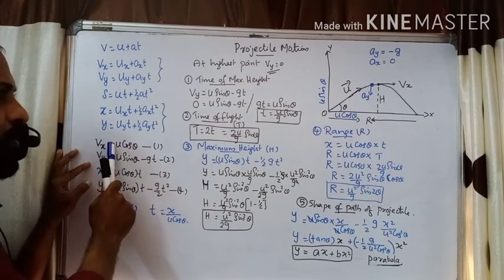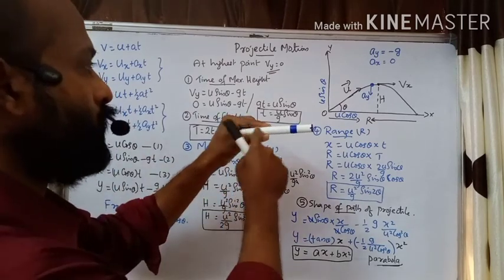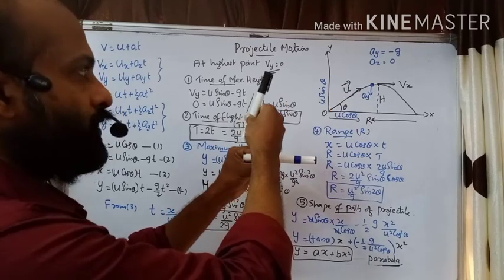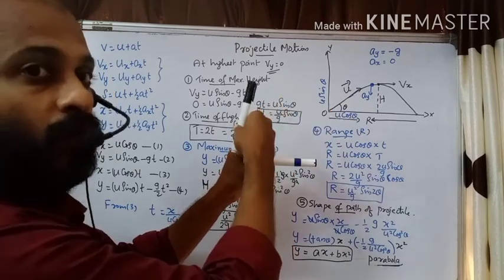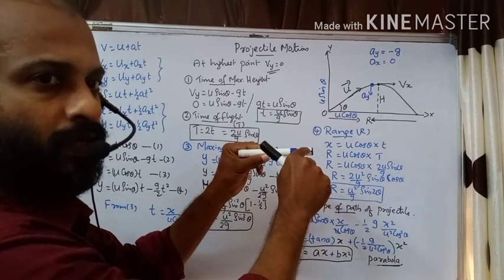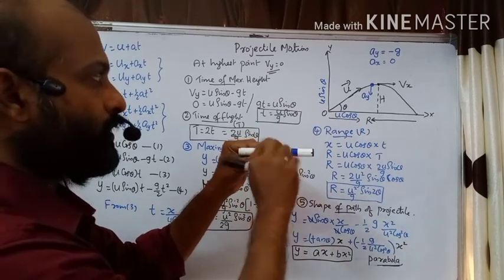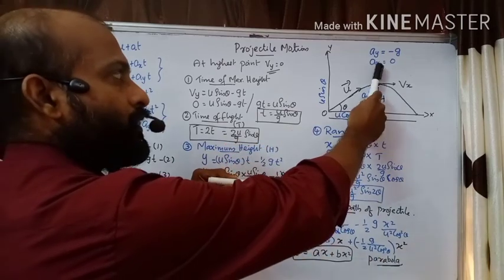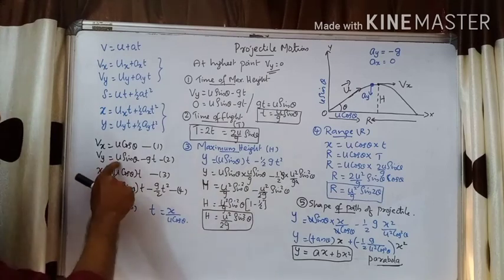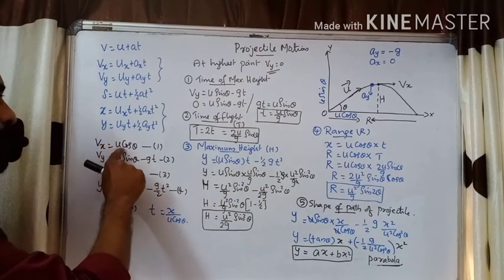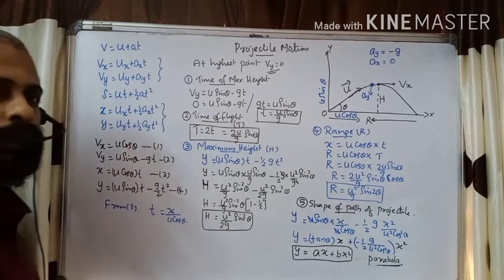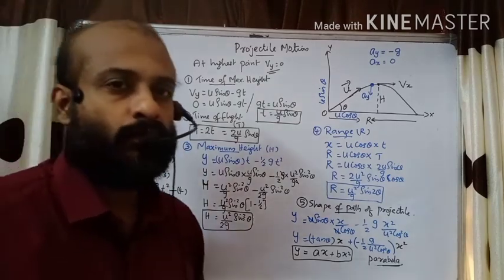So Vx is constant, means the x component of velocity is constant and the y component of velocity goes on changing. Why? Because there is acceleration in y direction. So the y component of velocity changes. The x component of velocity does not change. Why? It is because along x direction there is no acceleration. Acceleration along x direction is 0. Only in y direction there is an acceleration. So the y component of velocity keeps changing and the x component of velocity does not have any change. It will be constant. Okay, that's about projectile motion.